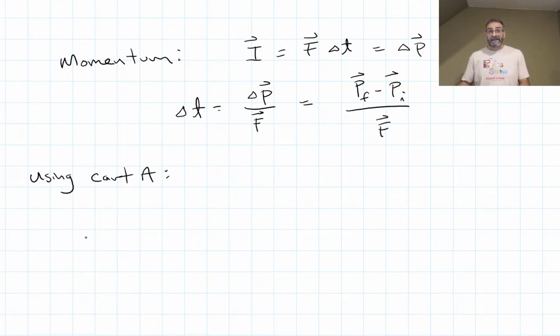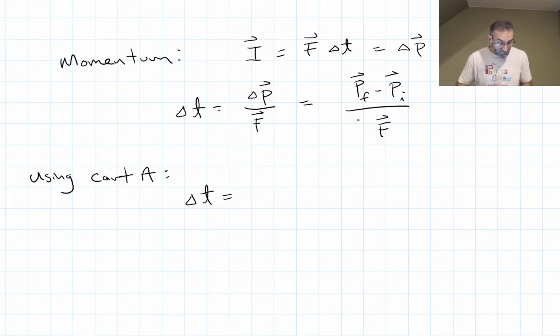Using cart A, because we know that the time interval is the same. When cart A is pushing on the legs and the legs are pushing on cart A, they interact for the same amount of time. Cart A can't push on the legs longer than the legs push on cart A, right? The time interval is the same. So as long as we stick with cart A for everything, we're fine. Or we could have stuck with the legs in cart B for everything. That would have given us the same answer. But let's just stick with cart A.